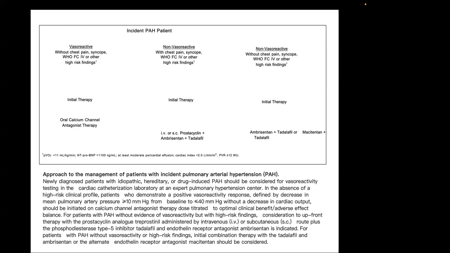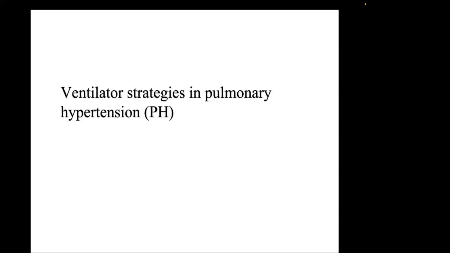And non-vasoreactive without chest pain, syncope, WHO functional class 4 and other high risk finding: initial therapy is ambrisentan plus tadalafil, or macitentan and tadalafil. These are the approaches to the management of a patient with pulmonary arterial hypertension.